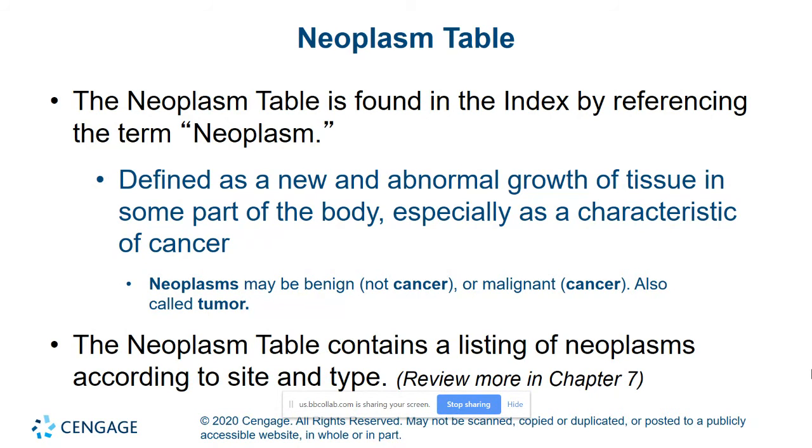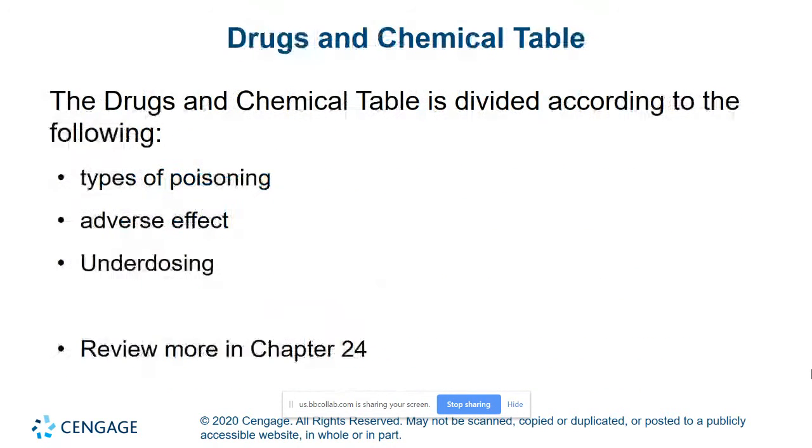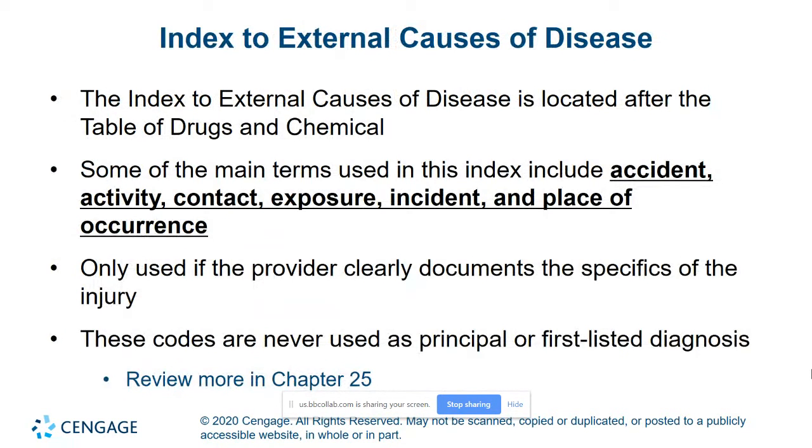So just kind of know that there's differences in there, but we'll talk about the specifics of when you use those. Same thing with the drugs and chemicals. So if you see something about a specific drug dealing with poisoning, complications, different things, that you'll refer to the index, within the index, that drug and chemical table. And we'll talk about that more later, like closer to the end of the semester. It's reviewed in chapter 24. And then the index to external causes of diseases, that's that second smaller index. We're going to review this more in chapter 25.